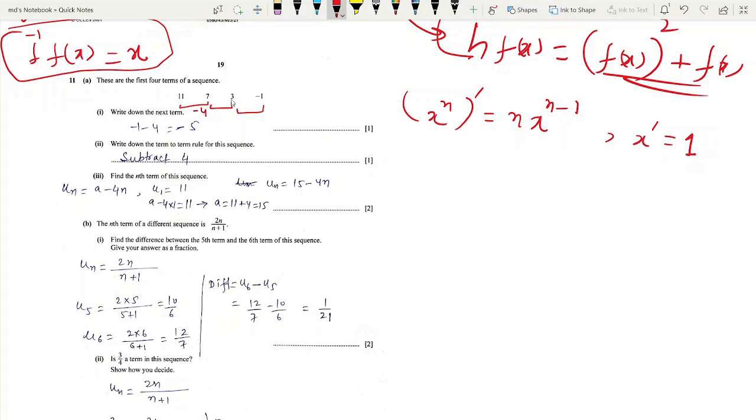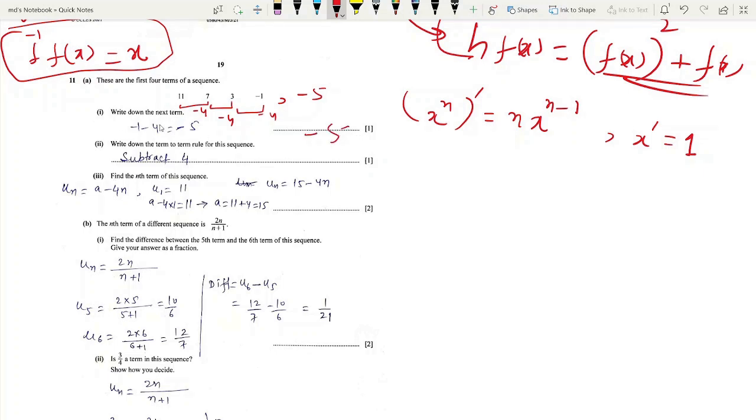7 − 11 is −4. 3 − 7 is −4. −1 − 3 is −4. So the difference is the same. So write down the next term. So −1 and the next should be −5. And if we subtract −1 from −5, then we get −4, so it will be fine. So the answer is −5.